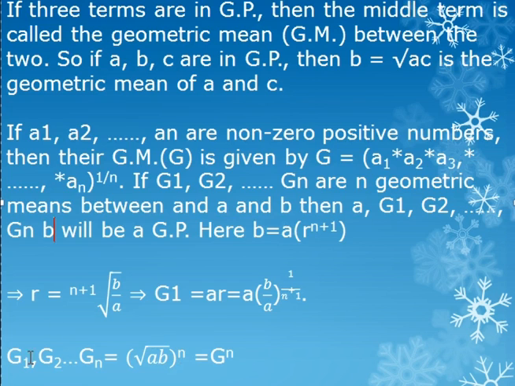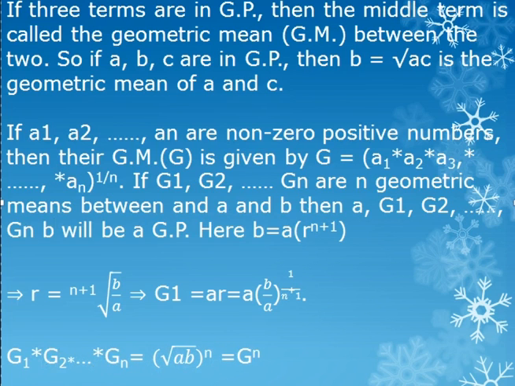So that's our third property, and our fourth property is our last property, I guess. Yeah, that's our last property. g1 into g2 into g3 into g4 and so on into gn equals root ab to the power of n, which equals g to the power of n. So this is not a comma, this is multiplication. It's a multiplication over here.